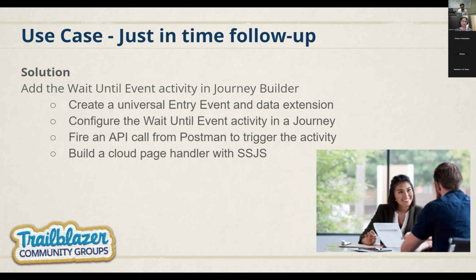And so what we're going to do today is we're going to create a universal entry event, and a data extension is required in order to set up the wait until event. Then we're going to add a simple one to the journey. Then we're going to feed in a subscriber, a lead, into the journey. And then we're going to use Postman to trigger the API call back to that wait until event so that you could see them move through the journey itself.